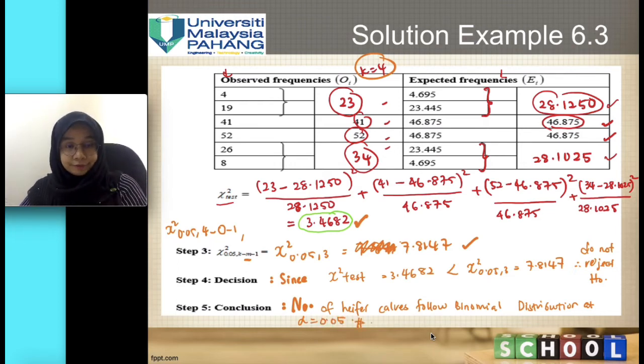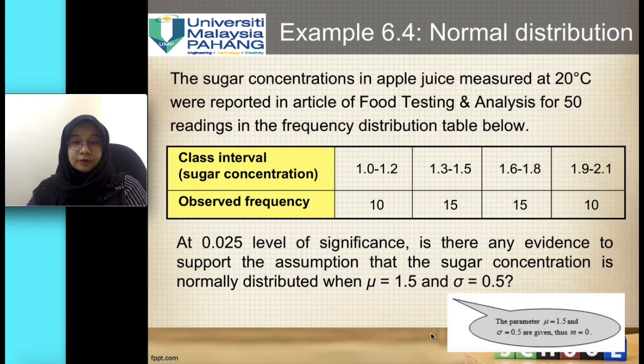Okay, done for the fitting of the distribution for binomial distribution. Now example 6.4 is about the normal distribution. Example 6.2 is for Poisson, example 6.3 binomial, and now example 6.4 normal distribution.